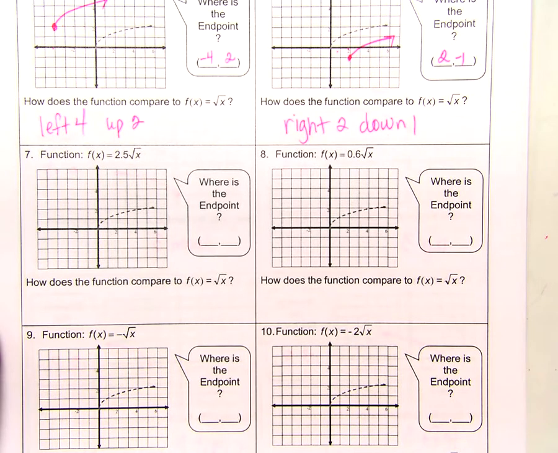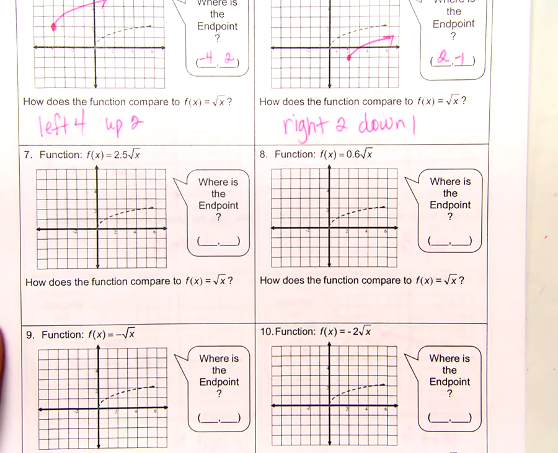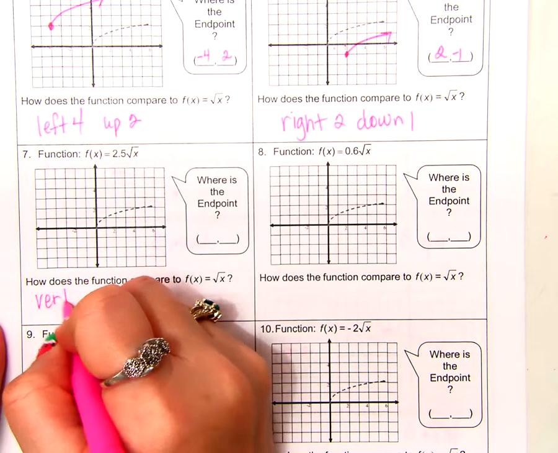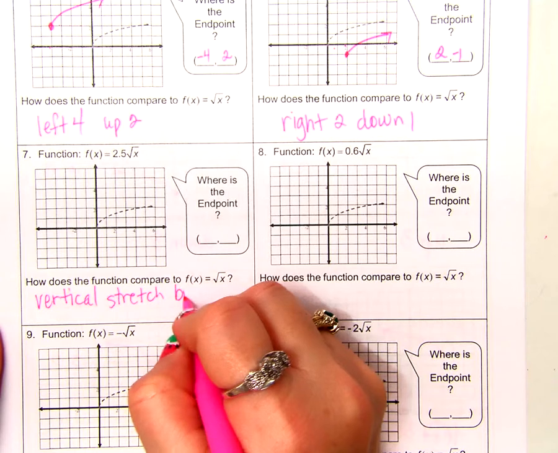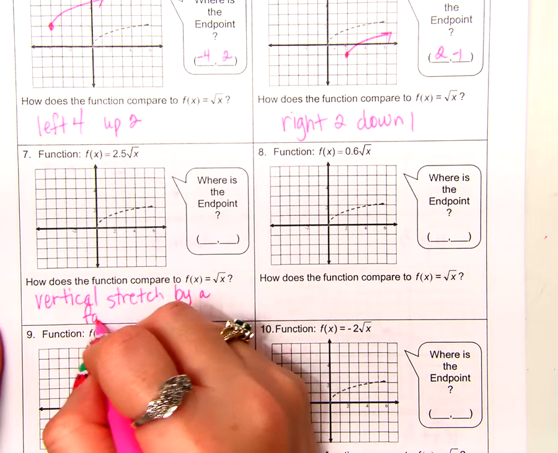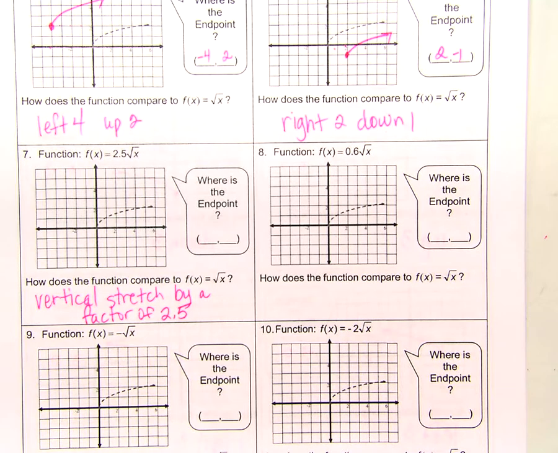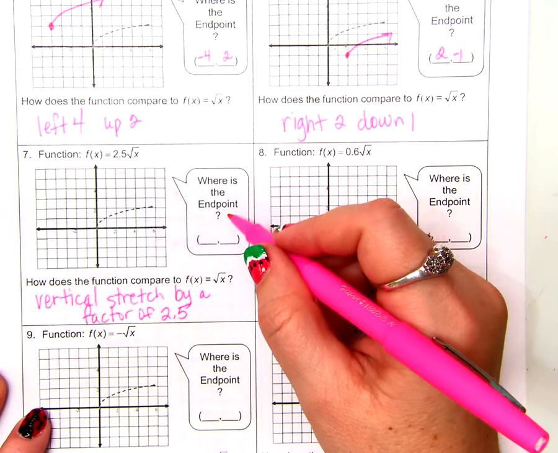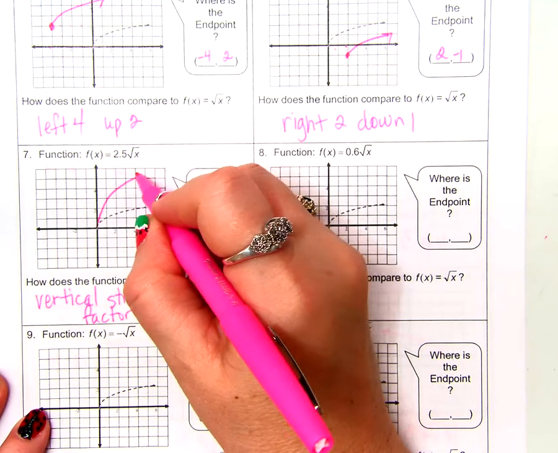So where's the number, inside or outside? It's outside. We're dealing with a vertical thing. Vertical stretch by a factor of 2.5. How did you know it was a stretch and not a compression? It's greater than 1, right? That's perfect. So where's the end point, first of all? 0, 0. But it goes more like this, right? It's stretched.